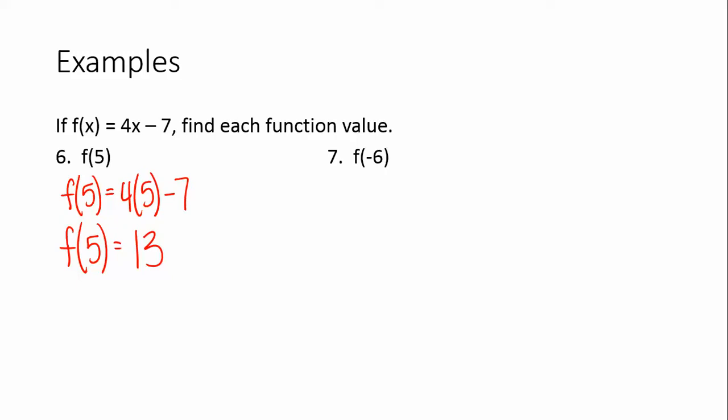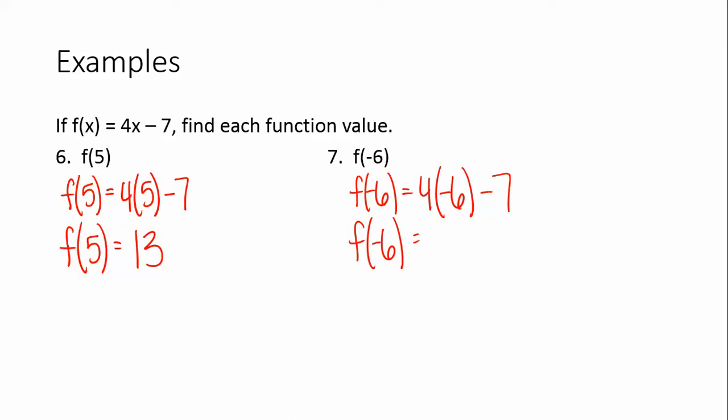Number 7, we want to find f of negative 6. So we're plugging a negative 6 in for x. 4 times negative 6 minus 7. F of negative 6 would equal 4 times negative 6 is negative 24 minus 7, we get negative 31. So we can find function values given an input, we can determine what the output is.